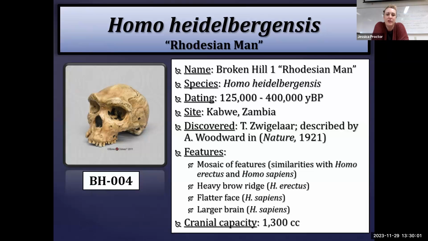All right, another example, Rhodesian man. So this is the one I have right here as your example. So this is the Broken Hill skull. This one was found in Zambia, and it dates to about 125,000 to 400,000 years before present. So again, a mosaic of features. This one has similarities with Homo erectus and Homo sapiens. So the Homo erectus-like features is really robust, double arch brow ridge, much more robust than erectus actually. Also, there's a sagittal keel. So remember, that's a feature we talked about with Homo erectus.